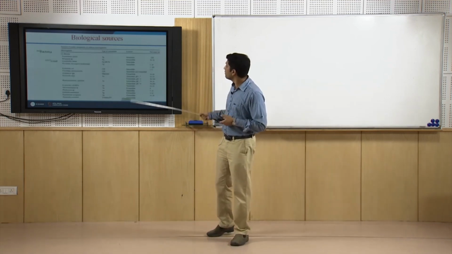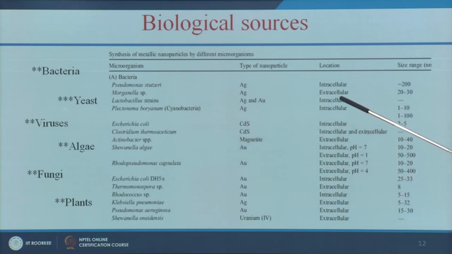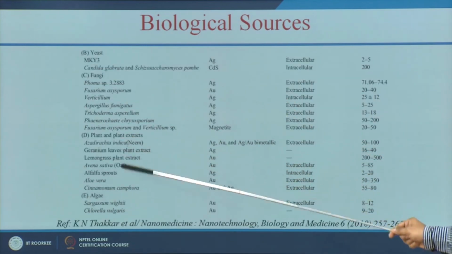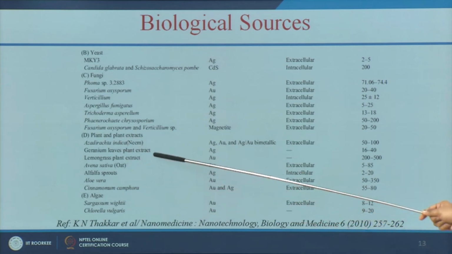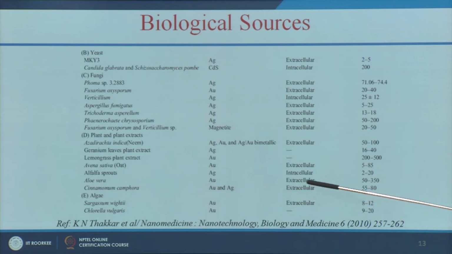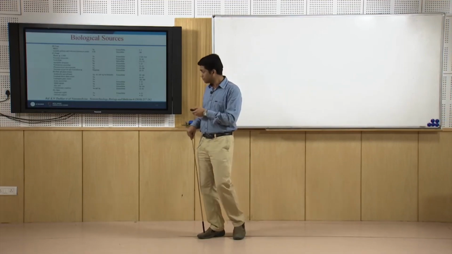So this tabular column will give you an idea which bacteria we can use and which metal nanoparticle can be synthesized, whether it is intracellular or extracellular, and what is the size range of these nanoparticles. So this is about plants and plant extracts. You can use this kind of plant extract. For example, aloe vera, you can use it for gold nanoparticles, and it synthesizes extracellularly, and the size of the nanoparticle is 50 to 350. So similarly, we have plenty of research going on in the biosynthesis of nanoparticles.